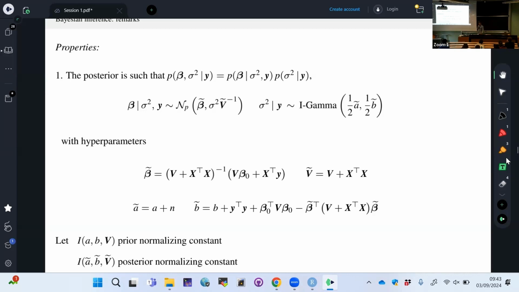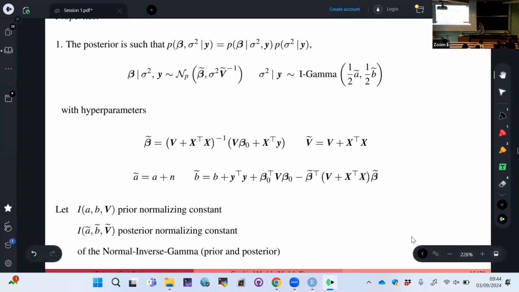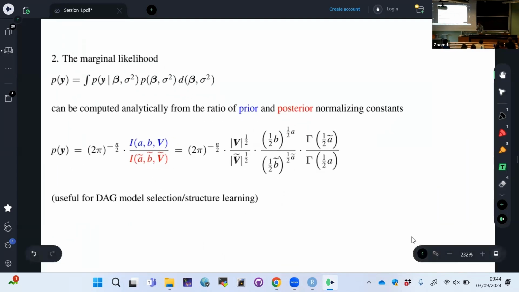Now, the second important property is related again to the marginal likelihood, which is still available in closed form. So now, if we call I(A, B, V) and I(Ã, B̃, Ṽ) the prior and the posterior normalizing constants, okay, then it is possible to show that the marginal likelihood of a normal linear regression model is still available as a ratio of prior and posterior normalizing constants. Okay, and this is the result that I tried to summarize here.